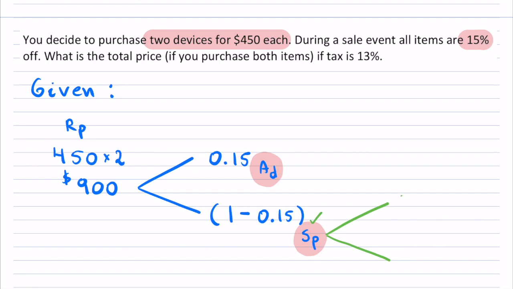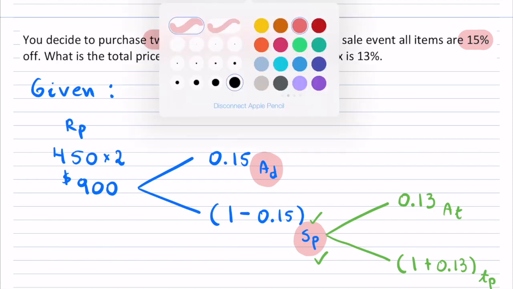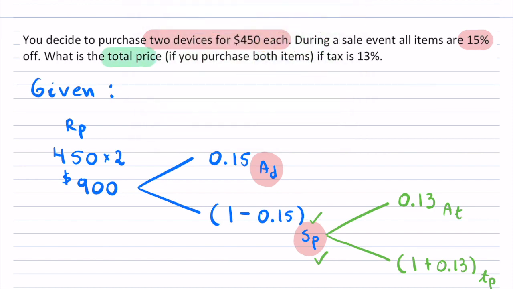So a tax is an increase. This is 13%. And don't forget it's an increase, which means we would take 100% of our sale price, so that's 1, and then we have to increase it by the tax, which is 0.13. So what we have here, this would be the amount of tax if we just wanted to find out the tax, and this would be our total price if we wanted to find out the total price. And in this case, they are looking for the total price.